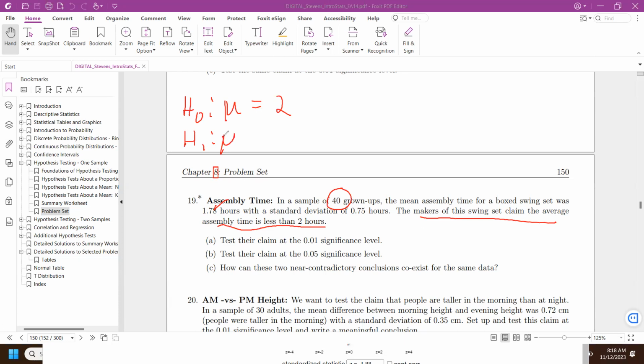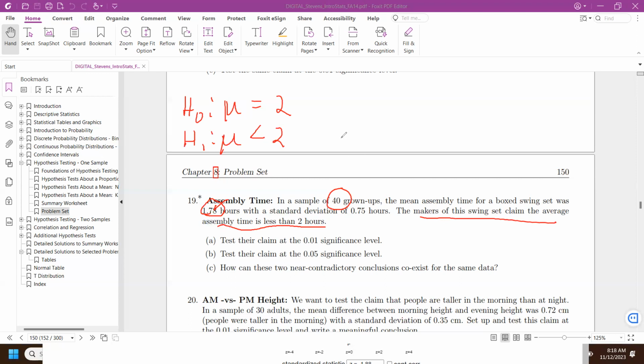So now, because they said less than 2 hours, I know this will be a left tail test. And because the sample mean is less than 2 hours, I know it's a left tail test. Okay. Now, before I go to that applet, I am going to show you one more thing.